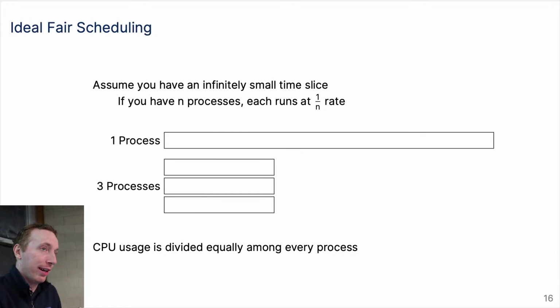When you make something up, you might want to consider the ideal situation. With ideal fair scheduling, you could assume that you have an infinitely small time slice, and then if you have n processes, you give each of them 1 divided by n of the total CPU. If you have one process, you give it the entire CPU time. If you have 3 processes, you divide it up equally between them, give them all a third of the CPU time, and then everything's completely fair. It would be evenly divided among all processes. You can't get any more fair than that.